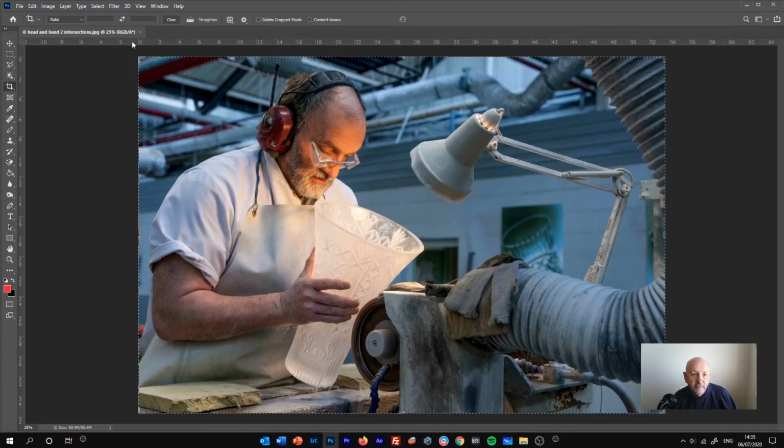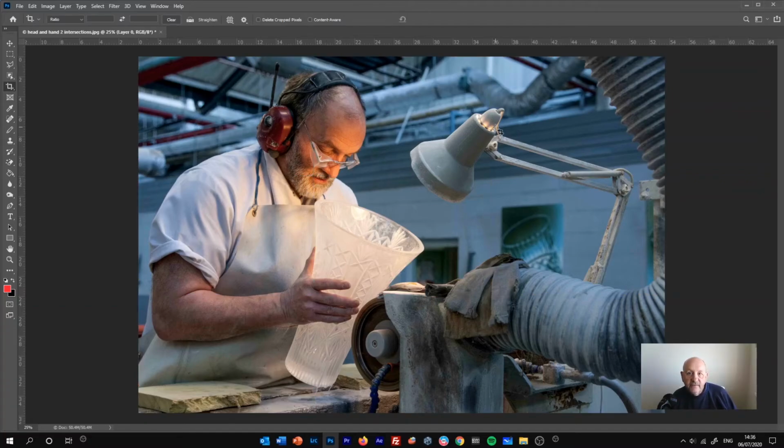And this last one I quite like. It was taken at Waterford Crystal factory some time ago. His head is intersecting with the first vertical and the top horizontal, and his hand is intersecting with the first vertical and the bottom horizontal. And the lamp is quite close to the intersection of the second vertical and the top horizontal.